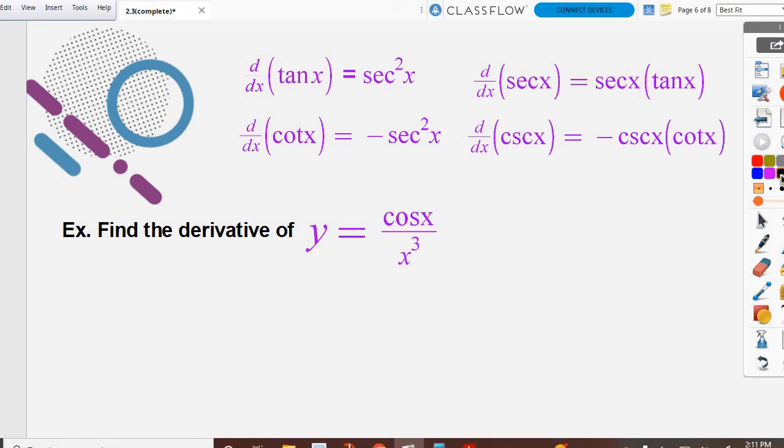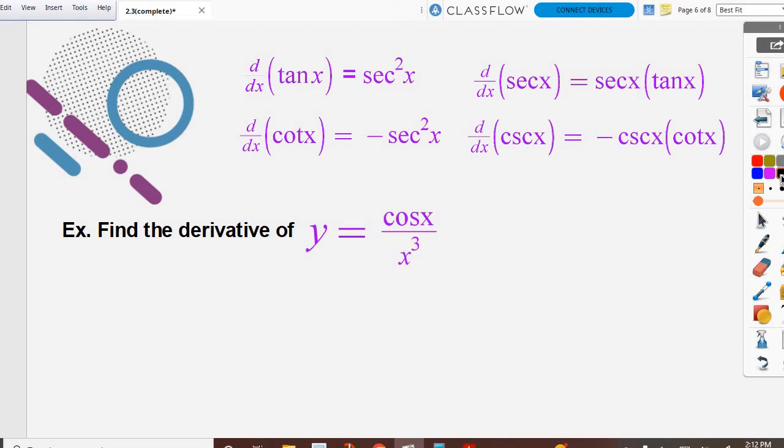Now I will say these three don't come up near as often. So if you're going to memorize any of them, memorize sine, cosine, and tangent. The other three, it's good to know them. However, we can get away with not knowing them most of the time. But sine, cosine, and tangent have to be memorized.